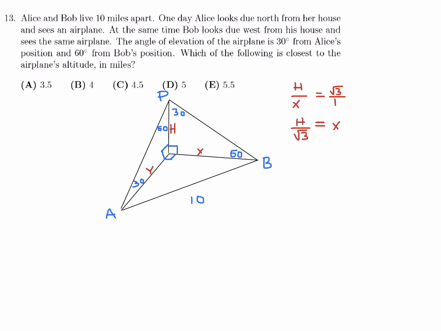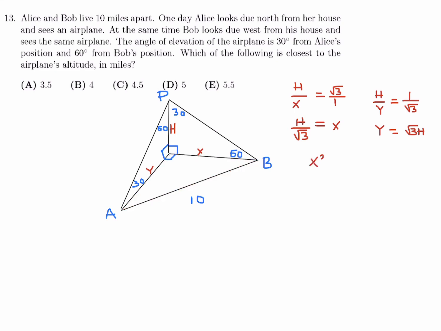And again, using 30, 60, 90 triangles, we can get a relationship between h and y. h over y is equal to 1 over root 3. So that means y is equal to root 3 times h. And now we plug it into this Pythagorean relationship, and that will help us solve for h.